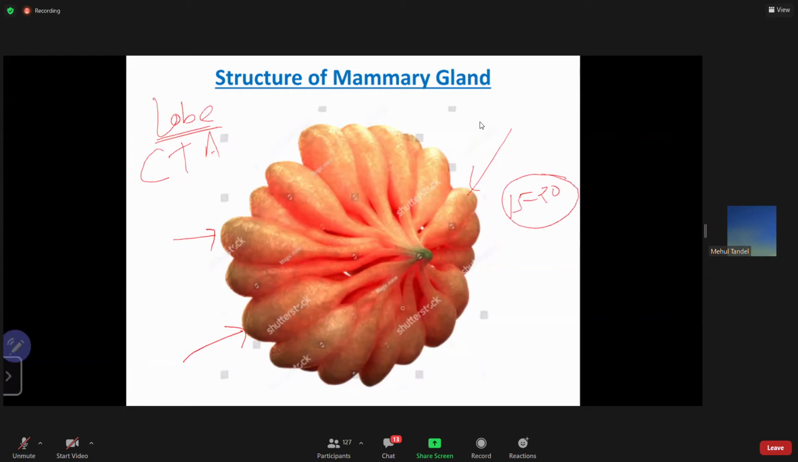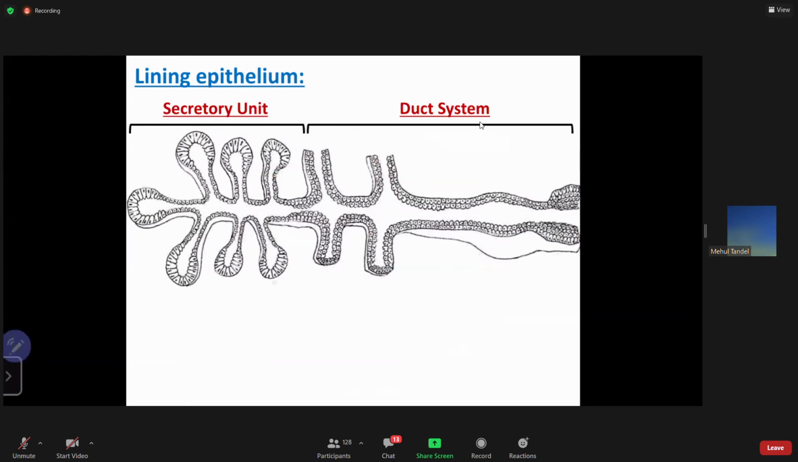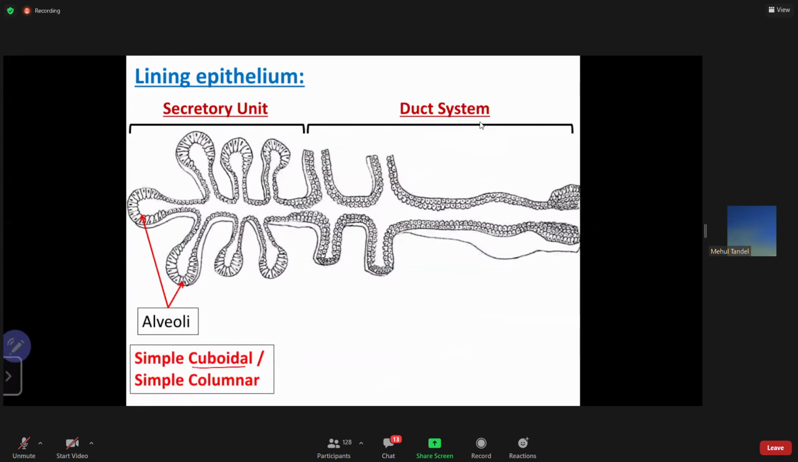And all these lobes or glands are supported by the connective tissue stroma. That is dense connective tissue outside and loose connective tissue surrounding the alveoli. Now let's see the lining epithelium of the alveoli and duct system, or we can say the secretory unit and duct system. The lining epithelium of the alveoli is simple columnar or cuboidal.